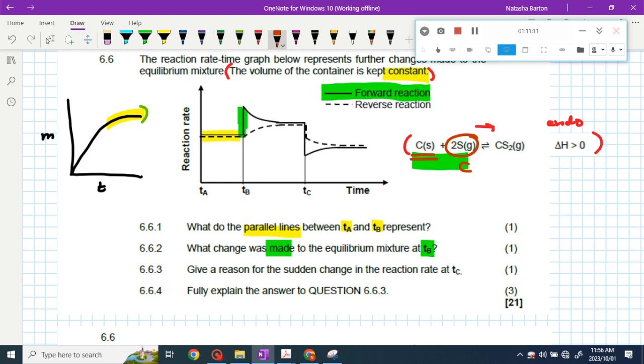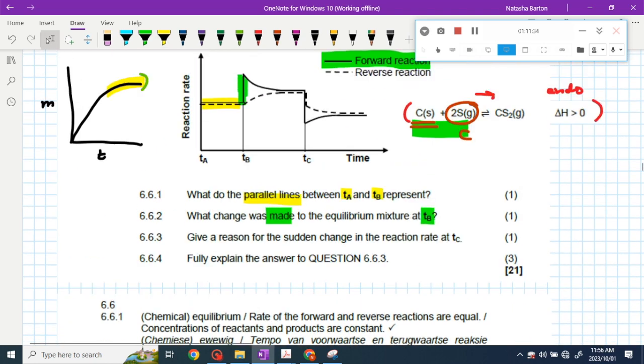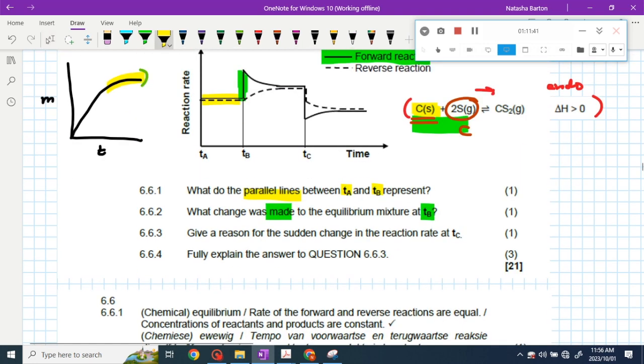So if you take a look at the memo, you're going to see here they accepted any of these: they said increase the amount of reactant, or you could have said increase the concentration of the sulfur. But if you're going to speak about specific reactants, don't say increase the concentration of the solid, okay? Don't say you're increasing the concentration of this thing, okay? Then they say give a reason for the sudden change in the rate of reaction at TC.